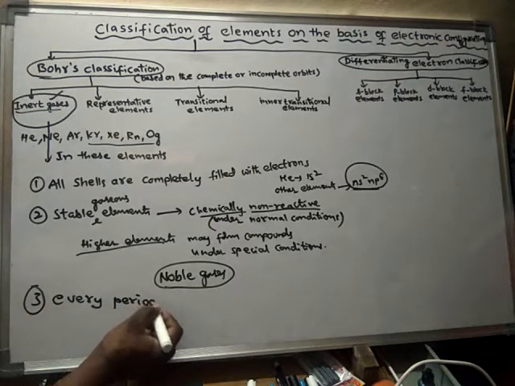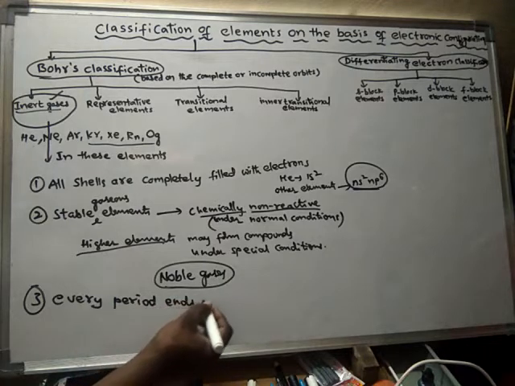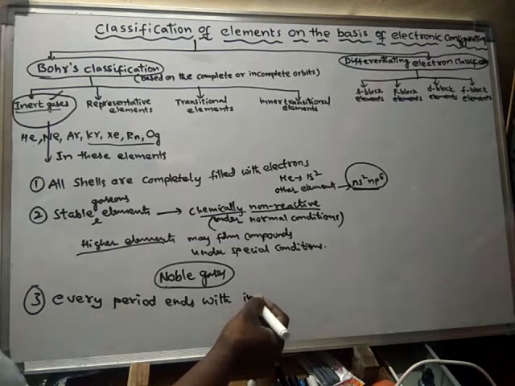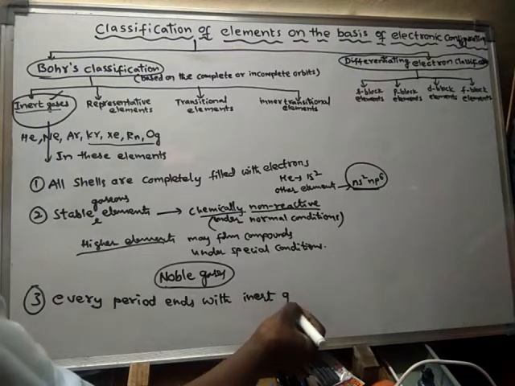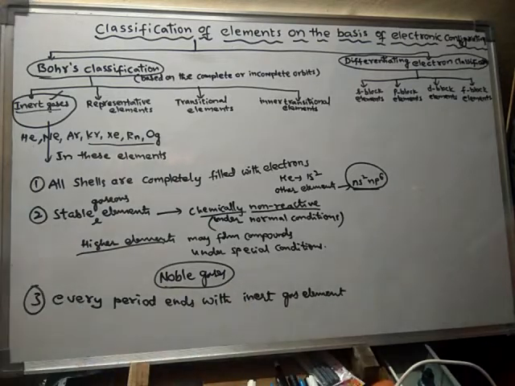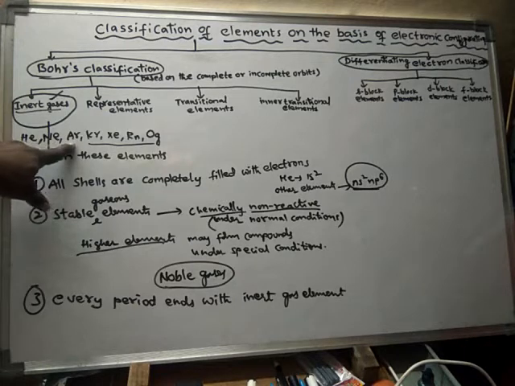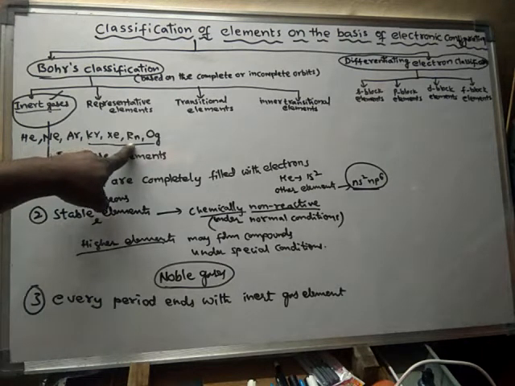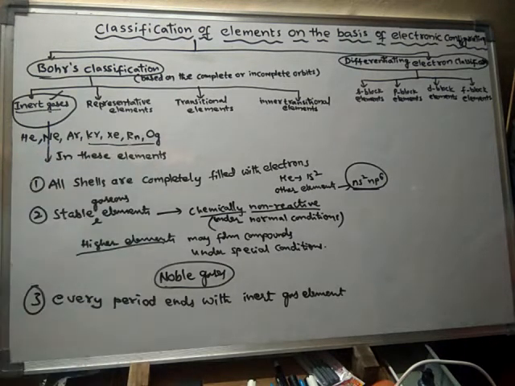Every period ends with the inert gas element. First period ends with helium, second period ends with neon, third period ends with argon, fourth period ends with krypton, fifth period with xenon, sixth period with radon, and seventh period with oganesson. So every period ends with an inert gas element.